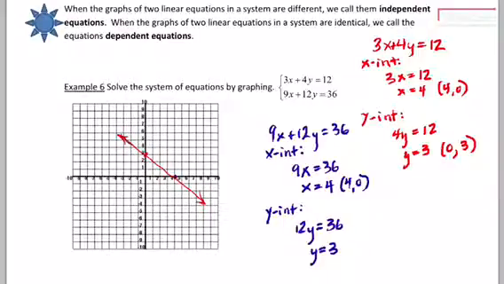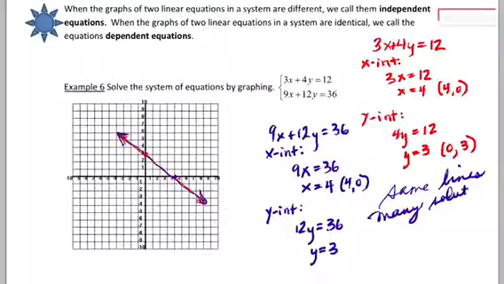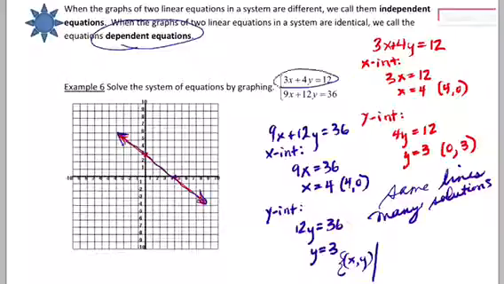So when we graph this line, we're actually getting the same line that we just graphed. These lines are the same lines. There are many solutions. These are called dependent equations. And the way I write the solution is (x, y), which is a point, such that I can choose one of them to write. I can choose either one: 3x plus 4y equals 12.